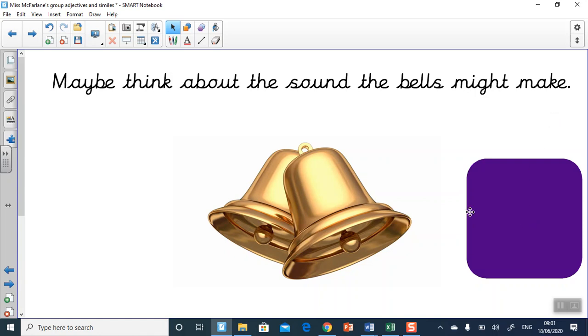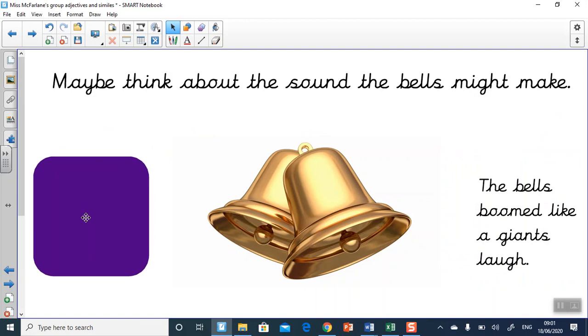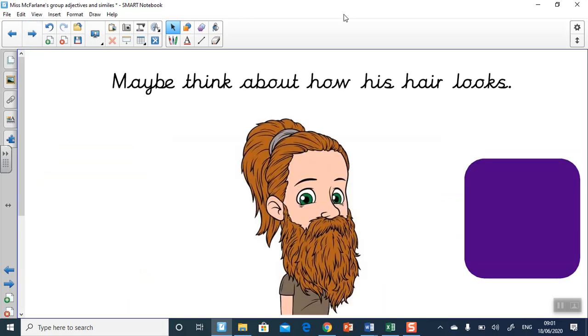Okay, let's have a look at what I've got then. I used the bells boomed like a giant's laugh. And let's have a look at this next one then. You've got a man here with a really long beard, some shaggy hair. Maybe think about how his hair looks. His hair was as big as, his hair was as shaggy as, his hair looked like. Pause the video, see if you can finish that sentence.